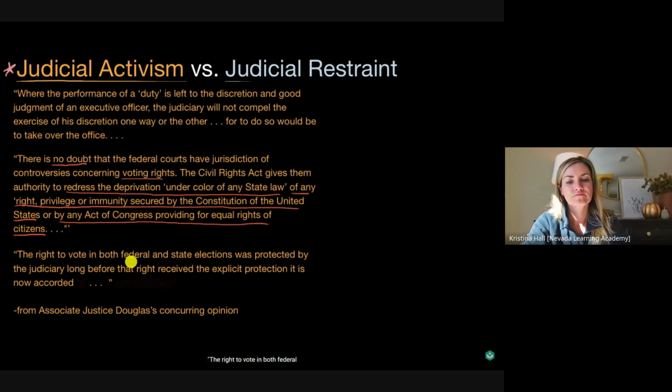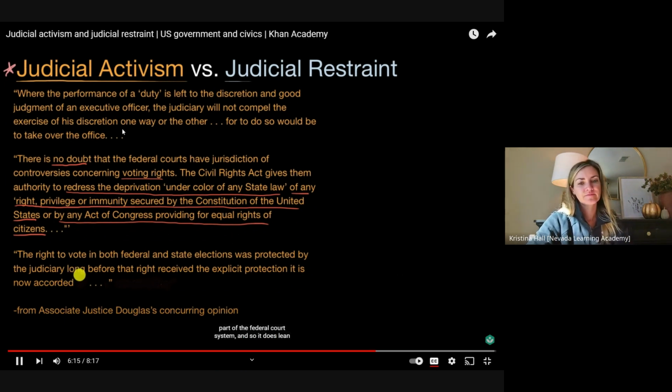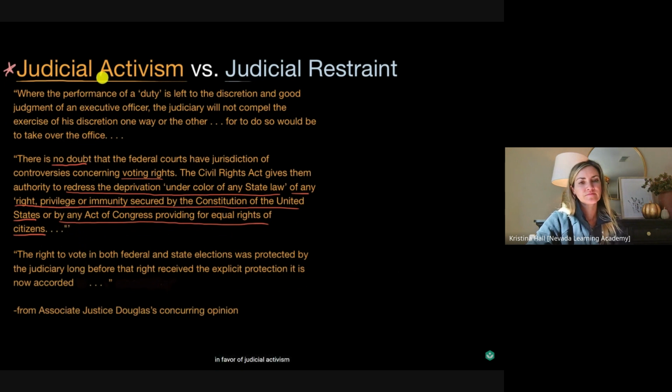"The right to vote in both federal and state elections was protected by the judiciary long before that right received the explicit protection it is now accorded." So he's saying, look, even before the Civil Rights Act, even before the 14th Amendment, that this was something that was part of the charter of the judiciary, part of the federal court system. And so it does lean in favor of judicial activism, because you can imagine courts, and they have cited Baker versus Carr since the 1960s repeatedly as reason saying, hey, look, we're trying to protect people's rights, and people have a right to do X, Y, or Z, even if it hasn't been explicitly legislated.